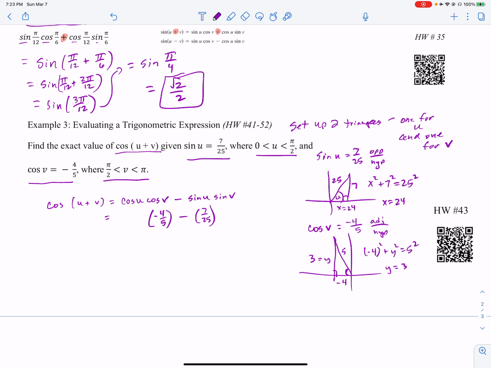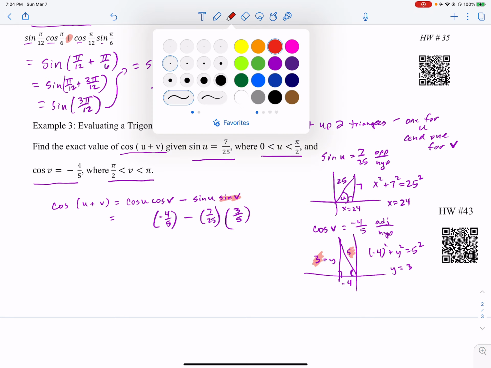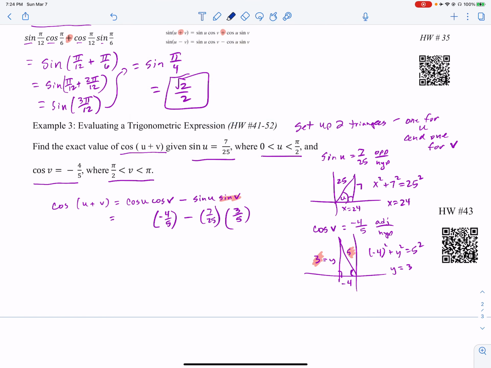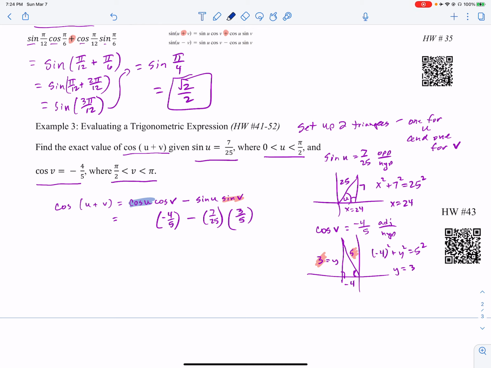I need to come over here and go, well, sine is opposite over hypotenuse, and sine in quadrant 2 is positive, so it is going to be positive 3/5. But then I need to do the cosine of U, and so when I'm doing the cosine of U, I need to be in this top one where we have the angle U, and cosine is adjacent over hypotenuse. And cosine in quadrant 1 is positive, so it will be a positive ratio.